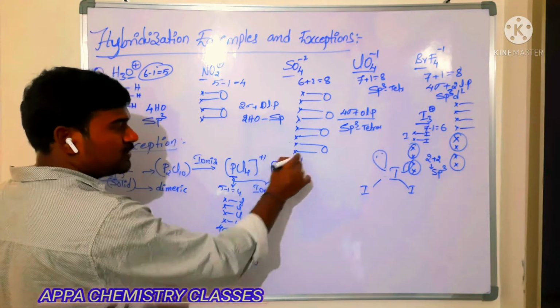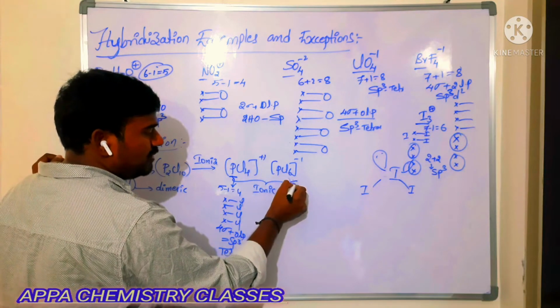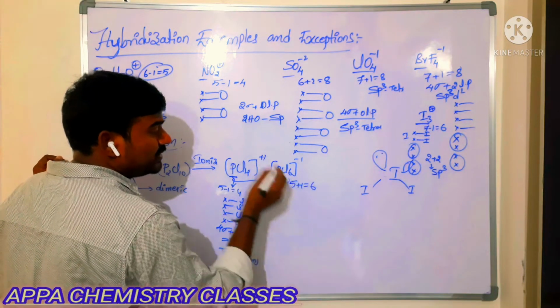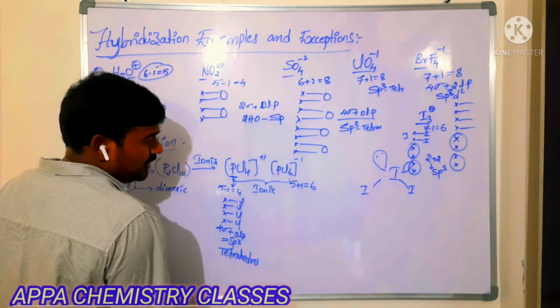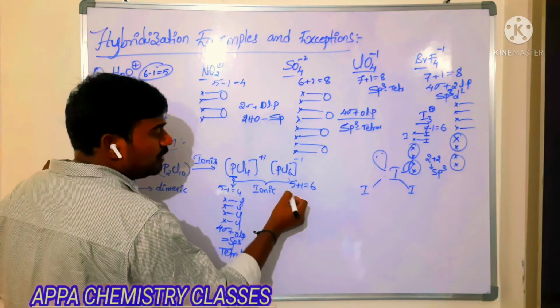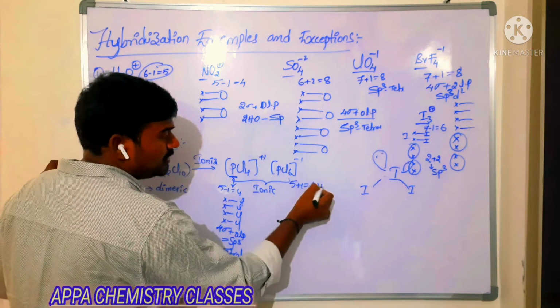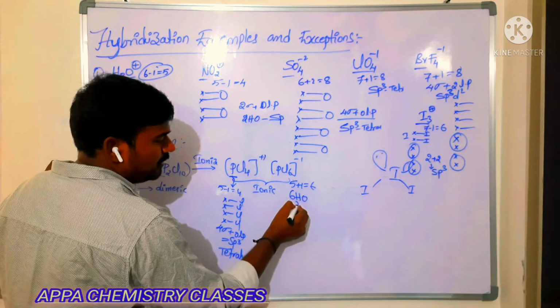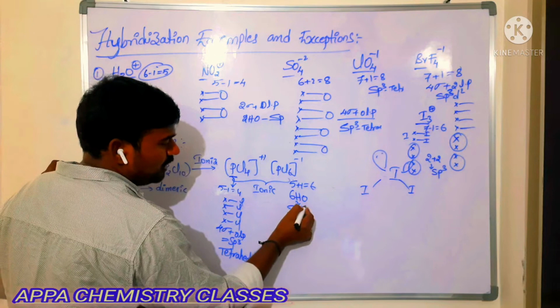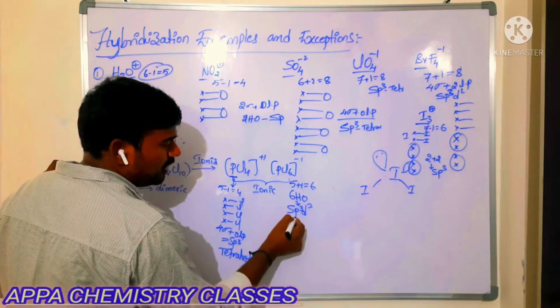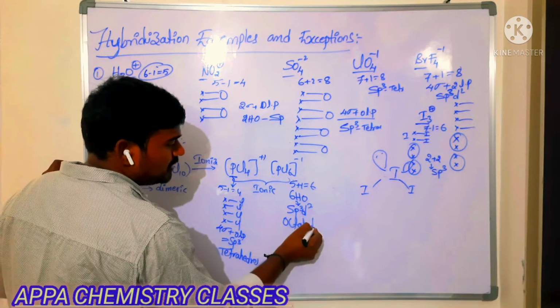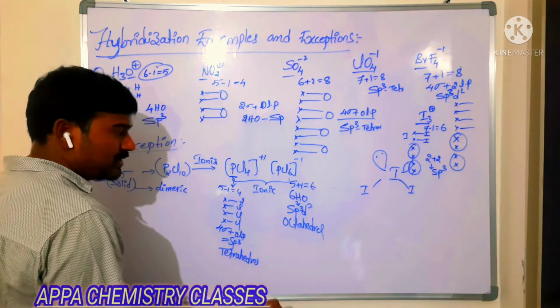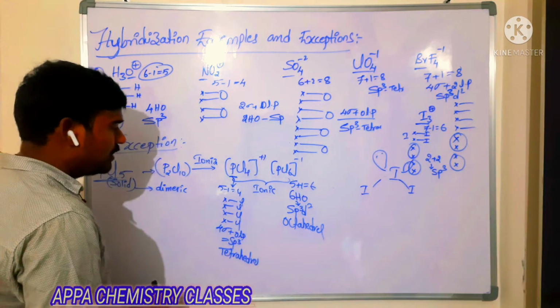So phosphorus with minus 1, that is 5 plus 1, that is 6. 6 plus 6 chlorines, each one will form 1 sigma bond. So 6 hybrid orbitals is nothing but sp3d2 hybridization. So octahedral geometry. What geometry is it? Octahedral geometry. Is that clear? So that is octahedral geometry.